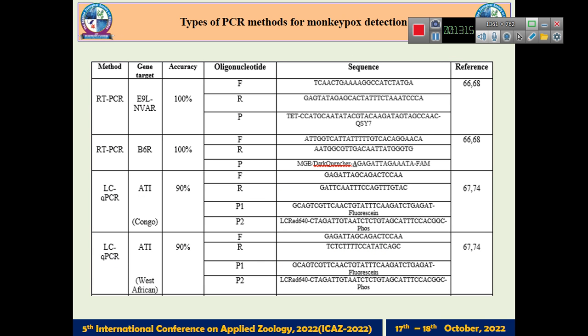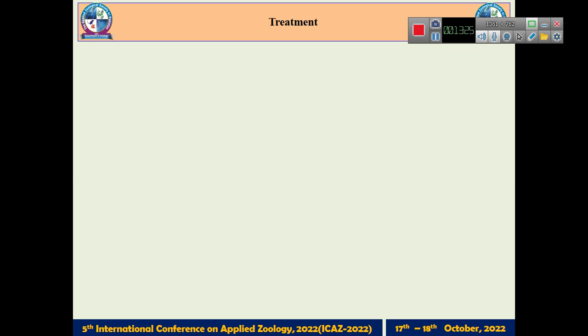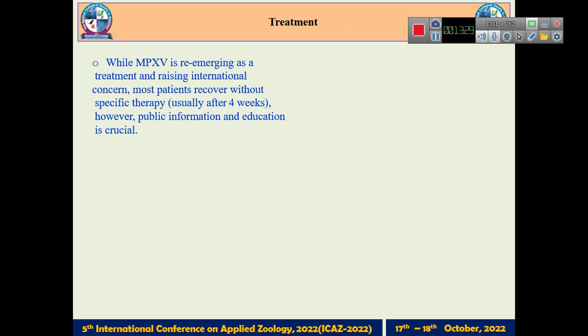As you see, here we have a table of PCR methods and gene sequences and which type is more definite. In this method, RT-PCR is better than LC-PCR.